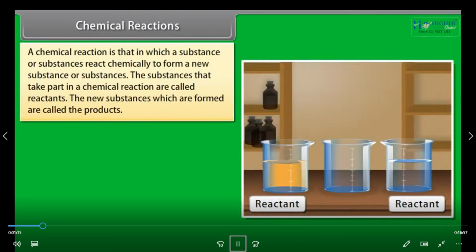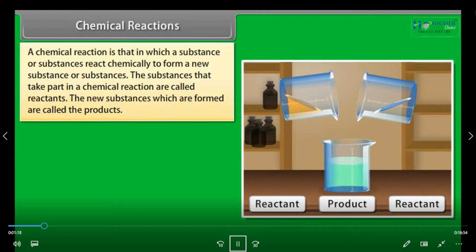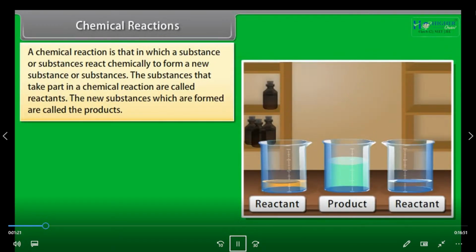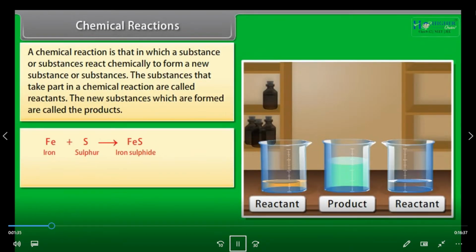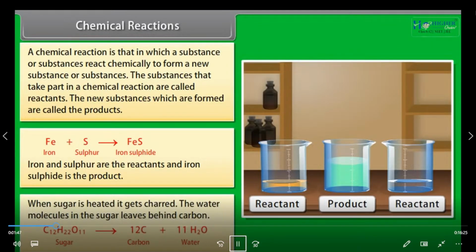Chemical reactions. A chemical reaction is that in which a substance or substances react chemically to form a new substance or substances. The substances that take part in a chemical reaction are called reactants. The new substances which are formed are called the products. Iron plus sulfur gives iron sulfide. Iron and sulfur are the reactants and iron sulfide is the product. When sugar is heated, it gets charred. The water molecules in the sugar leaves behind carbon.